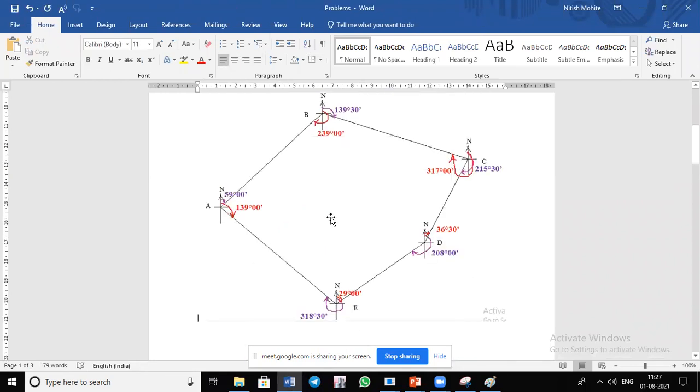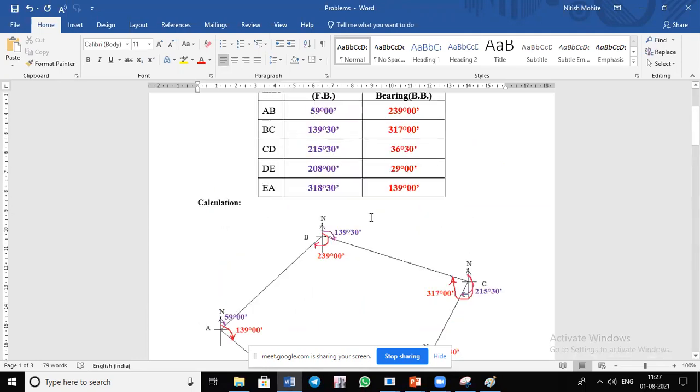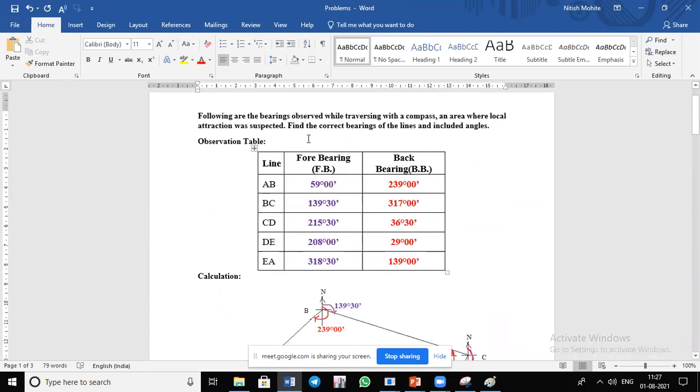Like this. This violet color represents the forebearing and red indicates the back bearing. So in this way, first of all, you are supposed to plot the traverse. This is the first task, to plot it according to the given data. What we are supposed to do in this problem is find the correct bearings of the lines and included angles.